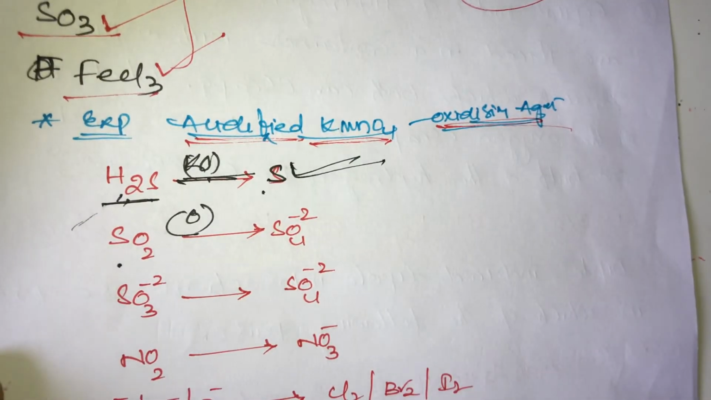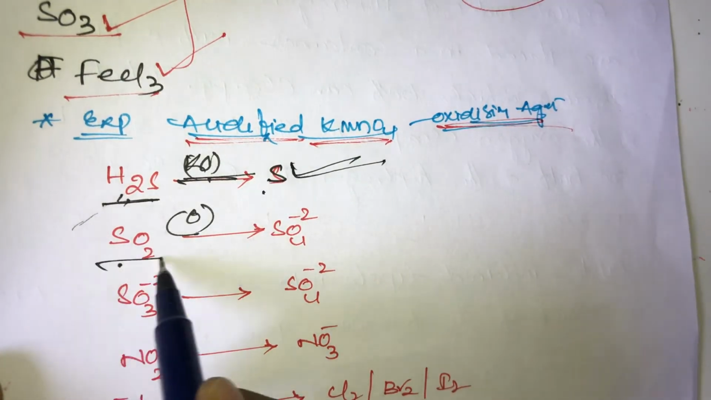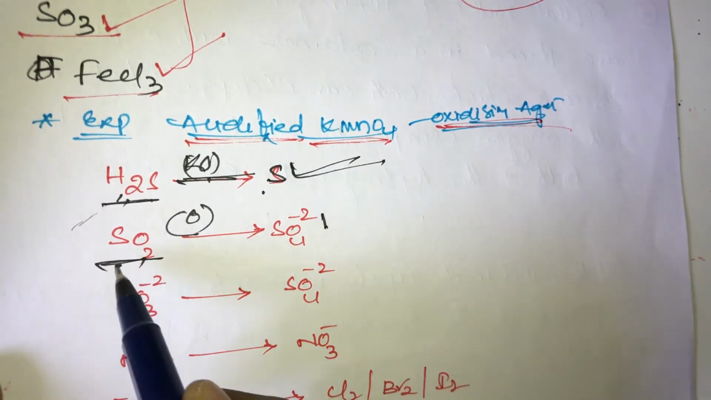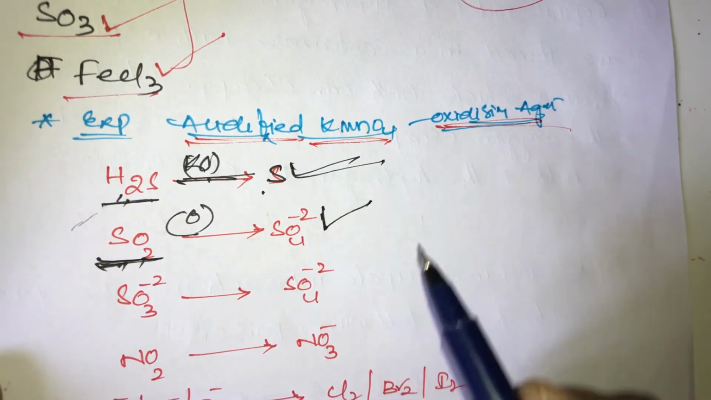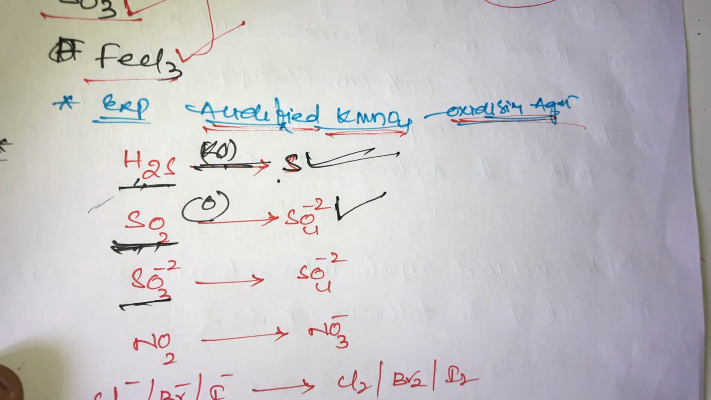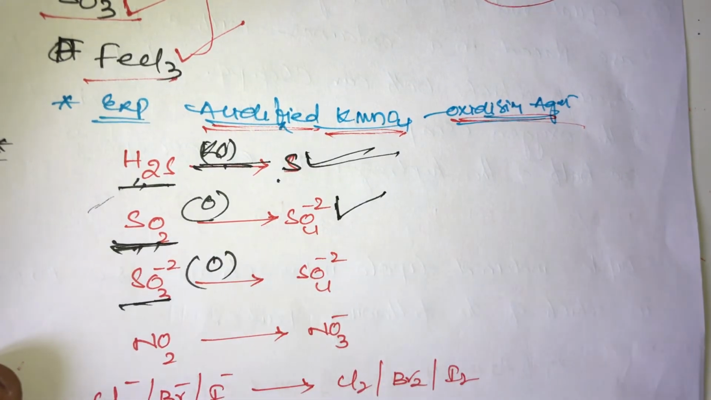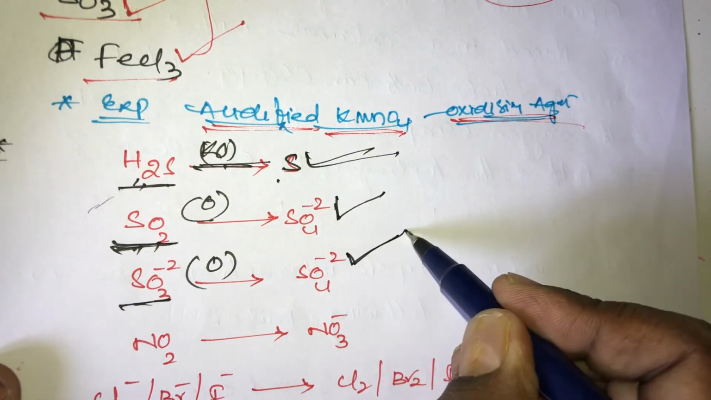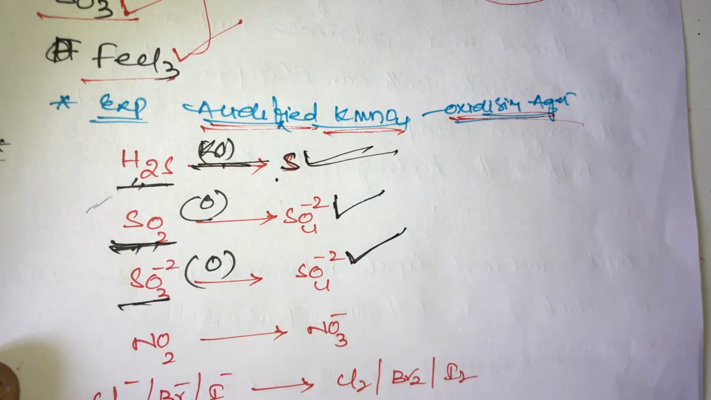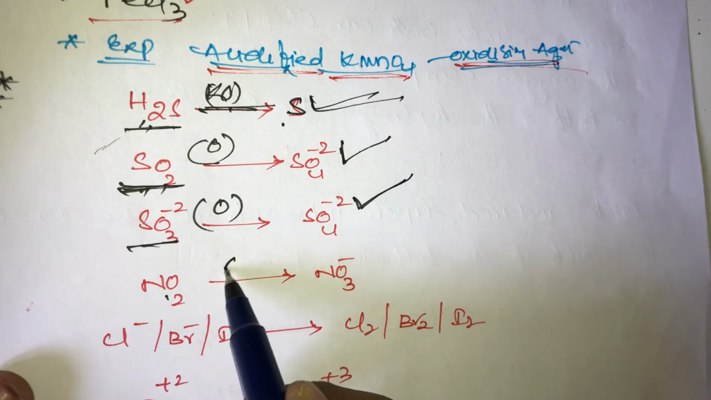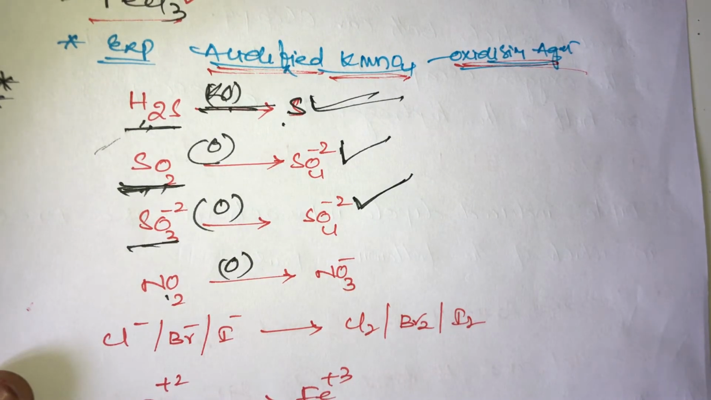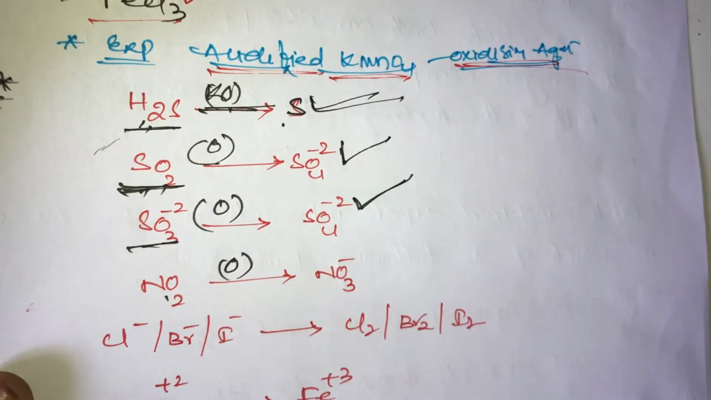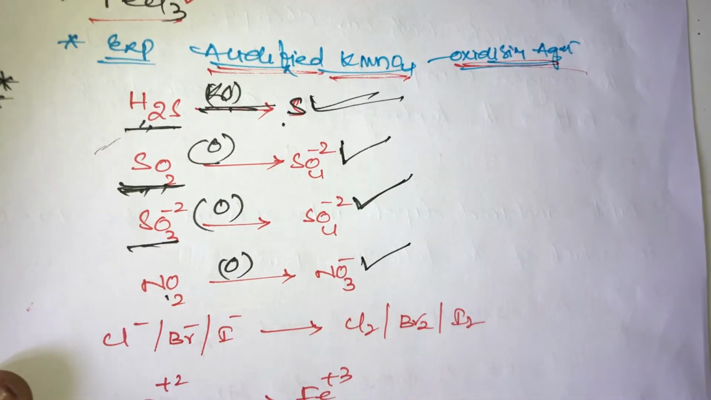Sulfur dioxide on oxidation in the presence of KMnO4 or K2Cr2O7, any of these oxidizing agents, is converted into sulfate. When SO3 2- is oxidized, it is converted into SO4 2-, that is sulfate. And NO2- on oxidation, in the presence of any oxidizing agent, is converted to NO3-, nitrate ion.